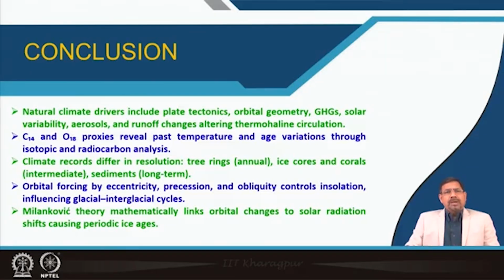So, the fourth one: orbital forcing by eccentricity, precession and obliquity controls insolation, influencing the glacial and interglacial cycles, and Milankovitch theory mathematically links orbital changes to solar radiation shifts, causing periodic ice ages. So, friends, with this 9th lecture today, we discussed in detail the orbital insolation theory given by Milankovitch. Thank you very much.